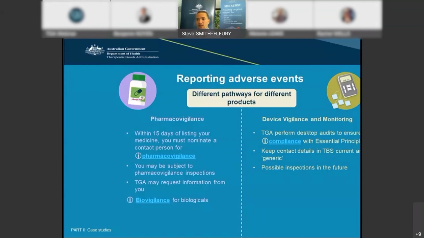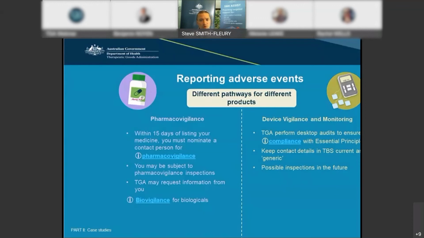So investigations are typically focused on unusual or potentially serious problems, or problems that have high levels of incidence. Both pharmacovigilance and medical devices can request information from you to audit and ensure compliance. Do note that the TGA's request for information is a legal request under the Act and has strict timeframes that you must adhere to. So the biovigilance team is who you report to if you're supplying a biological.